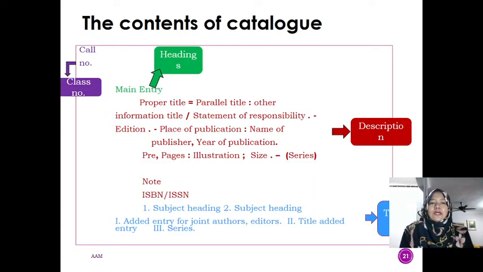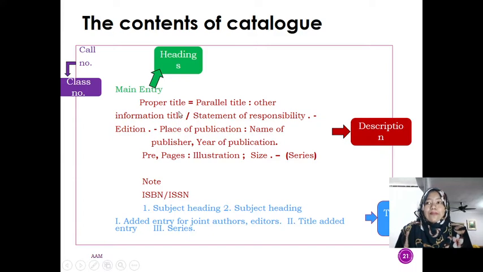So the content of the catalog: this is where we place the call number. This is the main entry, which should be the first author if there is an author. Author can also be under an organization. You can look at the material itself. And this is the description.